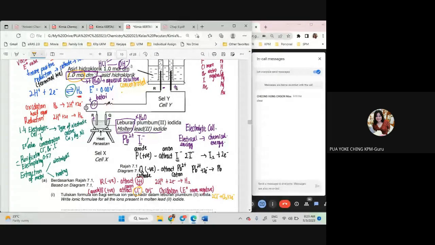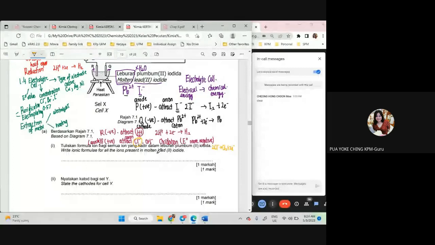So, ada masalah? You dah boleh explain macam ni, then only you can do. Okay, if no, kita tengok soalan. So yang pertama, write the formula for all the ions. Okay, ini ialah soalan senang. Present in molten lead(II) iodide. So Pb2+ dengan I minus. So ini hanya tulis ion yang ada dan dia nak formula.